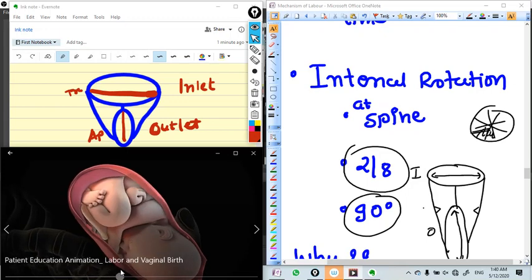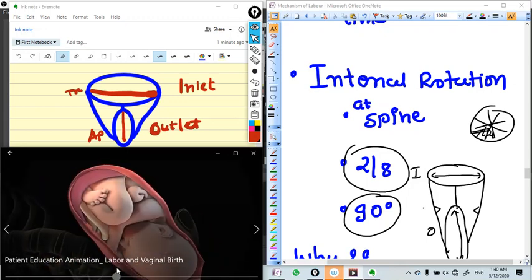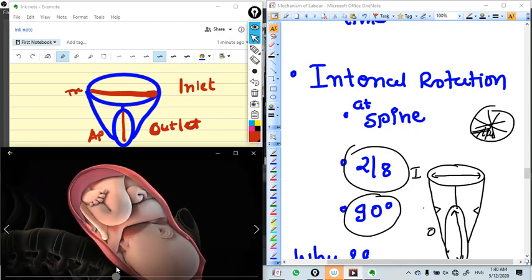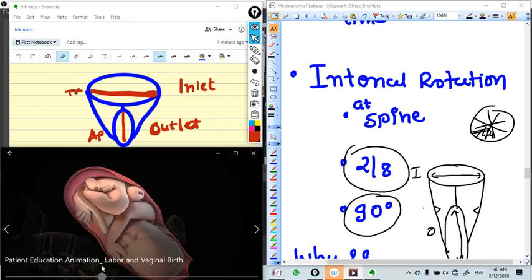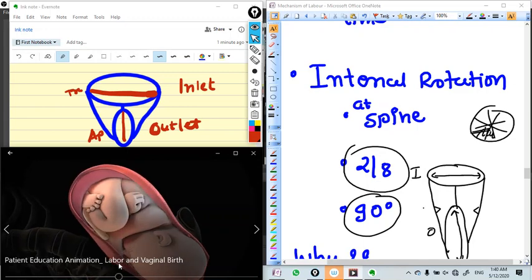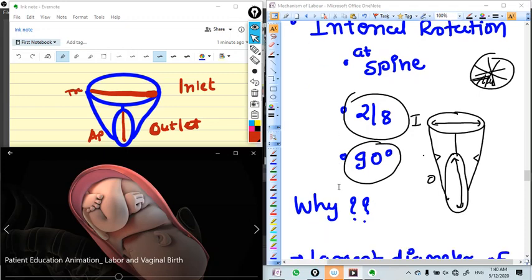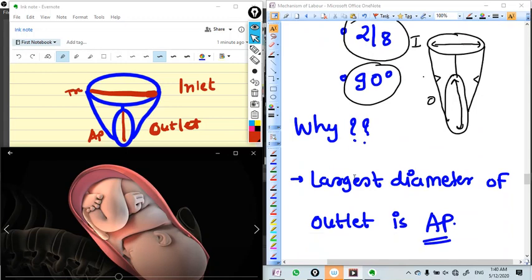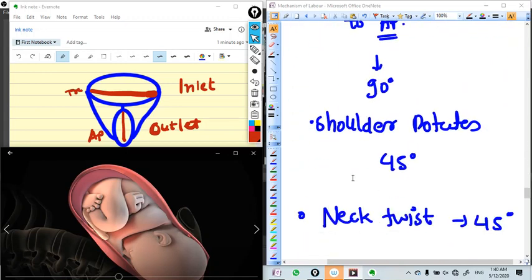Here, it was entering in the transverse, then it rotates 90 degrees. Okay, now you got the idea. Where did the rotation happen? The rotation happened at the ischial spine level, zero station.